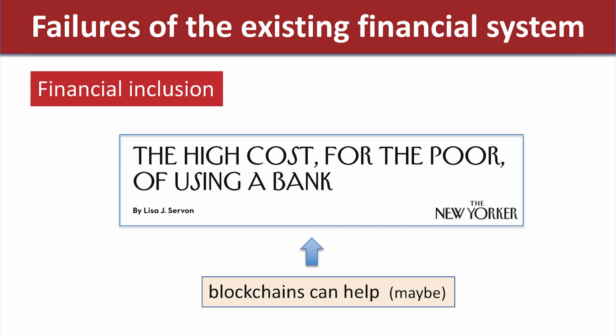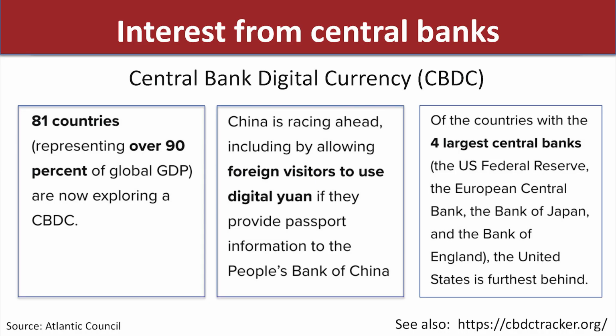And I would say that because of all these three categories of issues with the existing financial system, there's actually quite a lot of interest in cryptocurrencies from central banks. I just wrote down some statistics here, that 81 countries representing 90% of the global GDP are currently exploring central bank digital currencies. China is the most further ahead. And which one do you think is the least further ahead? Well, it says here, the United States is furthest behind.